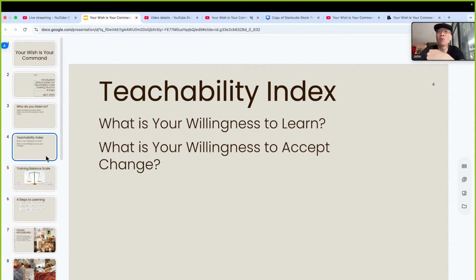Next part is, what is your willingness to accept change? Now that you learned the lessons, are you willing to put in the work on a consistent basis so you can get the results that you want? I don't care if that is working out. So these blocks of time are set aside. So you're willing to put in work. You're willing to accept change.